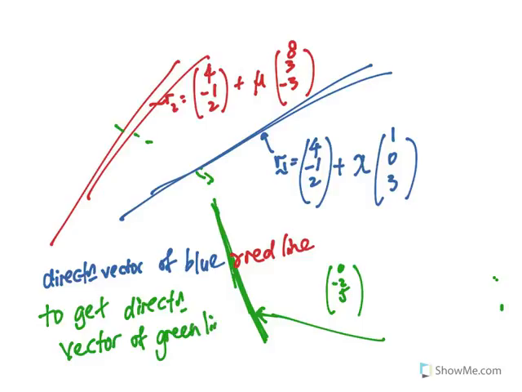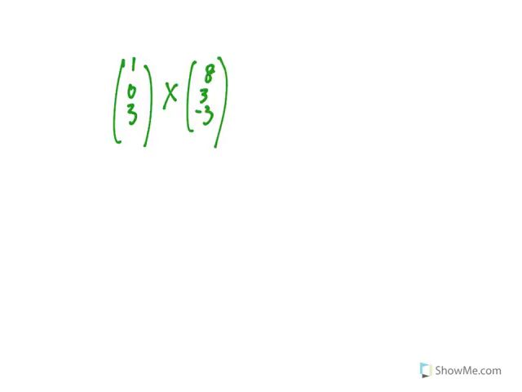So how do I go about doing this? What I'm going to do is very simple: a vector product. In order to get a direction vector perpendicular to both blue and red, I'll do the vector product of the two direction vectors of the red and blue lines. I will just take (1, 0, 3), the direction vector of the first line, and (8, 3, -3), the direction vector of the second line, and do the vector product.